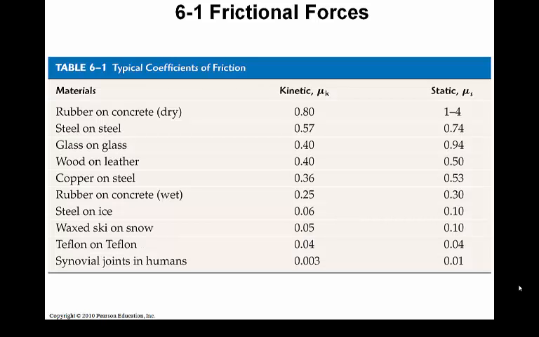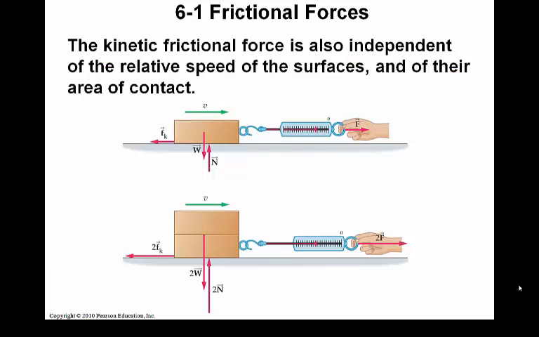Table 6.1 gives a list of kinetic and static coefficients of friction. Note that mu k is always smaller than mu s. Kinetic friction is also independent of speed and area of contact.